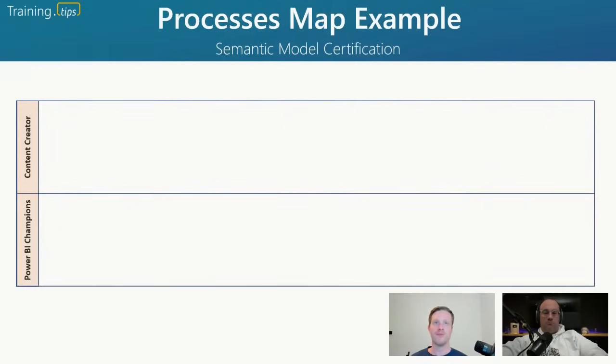But often I like to say the Power BI champions are the people who are able to certify. And you can actually turn on a setting in the admin settings to say only certain people, only this certain security group, are able to certify semantic models. I normally say this is the Power BI champions because they're the ones who understand data enough in order to apply the expertise.